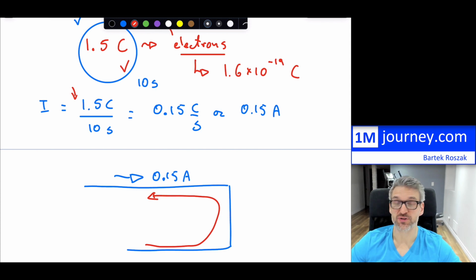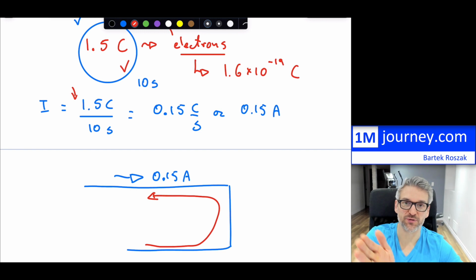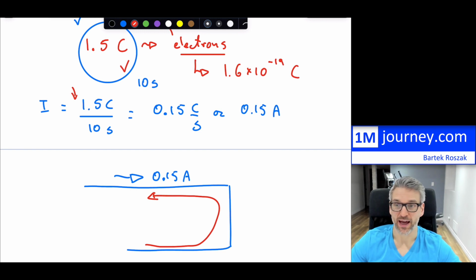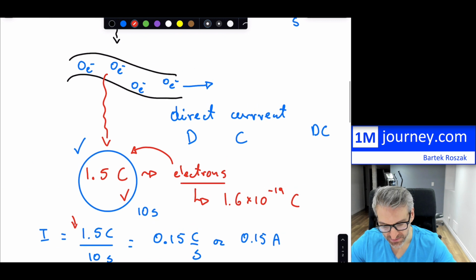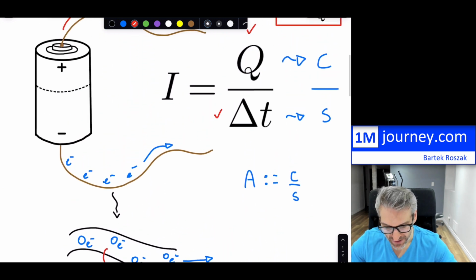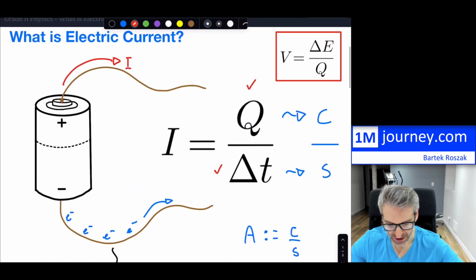So it's the positive charge divided by the amount of time that passes by. And all it tells you is how much charge has passed by per a certain amount of time. So that's what we would have in here. So that's the definition of this electric current.